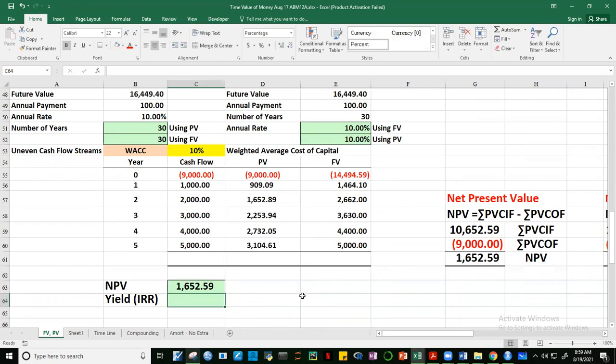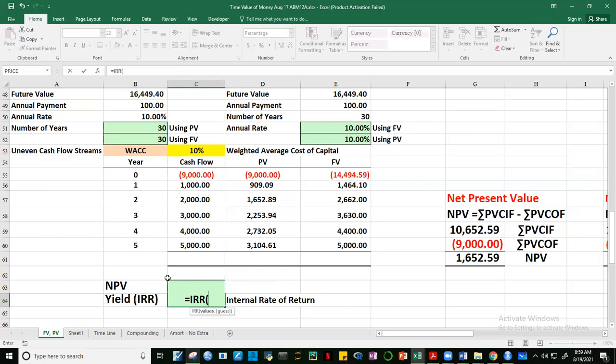I'll introduce to you another function, yung IRR. This is your internal rate of return. IRR function. We're going to meet this in the future pa, pero ini-introduce ko na siya ngayon. There's a function in Excel called IRR.